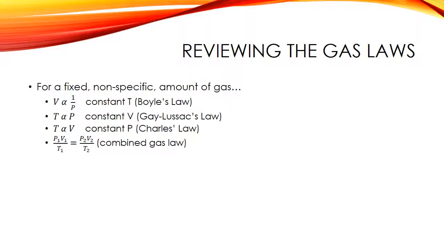Which leads us to using the combined gas law, which is really just all three of these relationships put together, where P1 V1 over T1 is equal to P2 V2 over T2. In other words, we use this for what we refer to as before and after problems. We have one scenario, one set of data for a gas, we change something, and then we have a new set of data that we can find an unknown for.